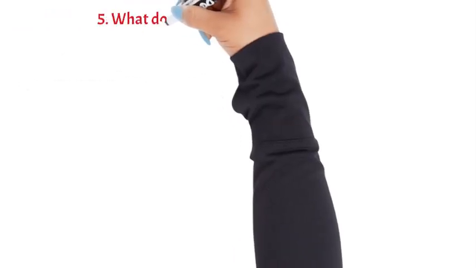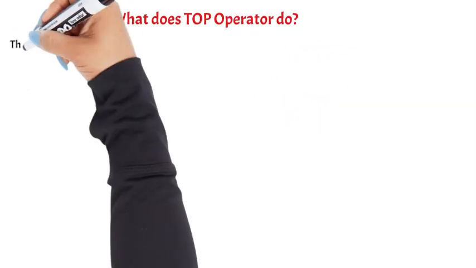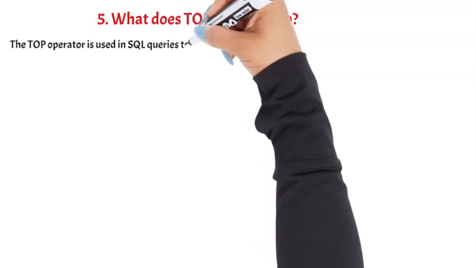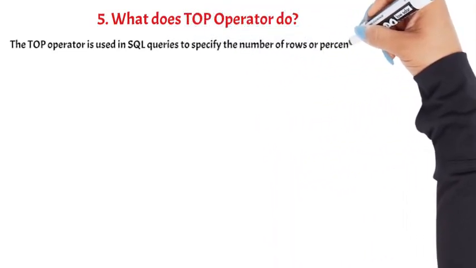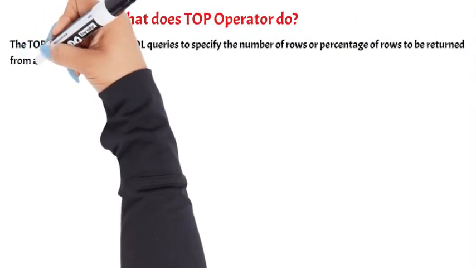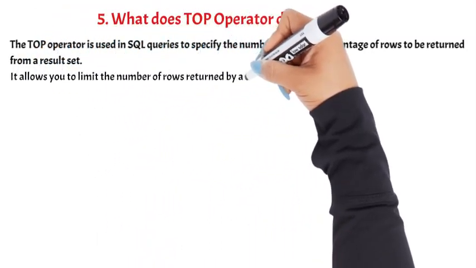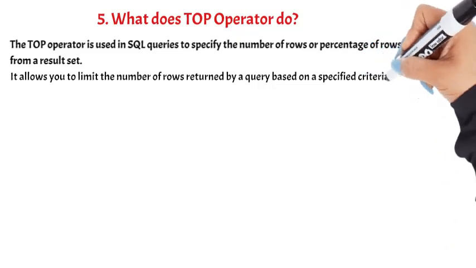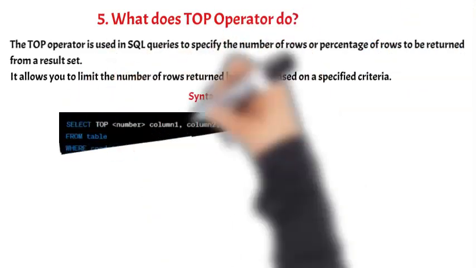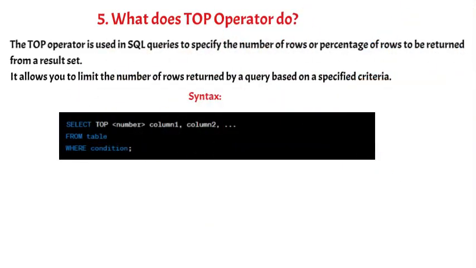5. What does the TOP operator do? The TOP operator is used in SQL queries to specify the number of rows or percentage of rows to be returned from a result set. It allows you to limit the number of rows returned by a query based on a specified criteria. Syntax. Here's what you need to know about the TOP operator.